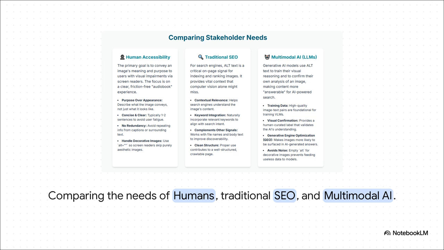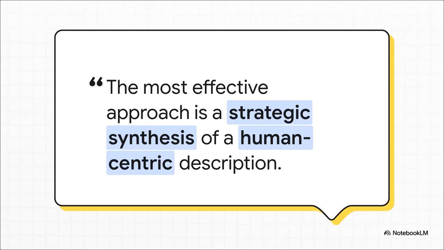It's the human-approved label that helps it learn, that confirms what it's seeing, and makes your image answerable when people use those new generative search tools. So the million-dollar question is, how on earth do you write for all three of these at once? And the answer is actually really cool.